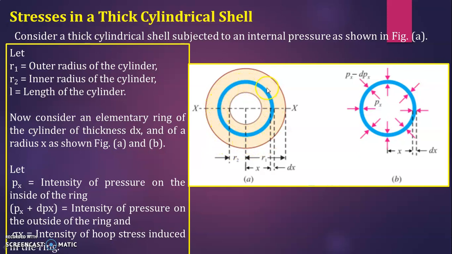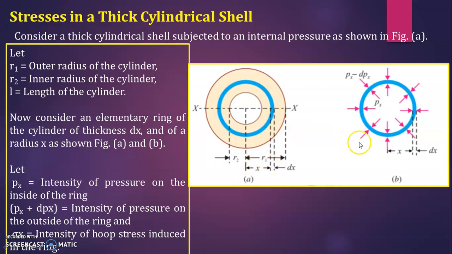Let us consider this one elementary ring. Here the thickness is assumed to be dx, and this elementary ring is at a distance of x from the center, and this is dx.